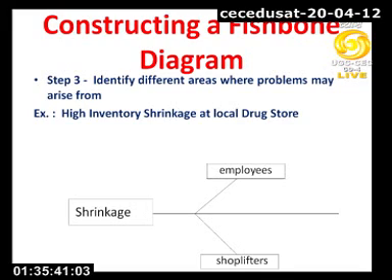There is a drug store and that fellow is facing shrinkage of inventory. And who can contribute to this problem? Like employees can give the problem, shoplifters can give the problem. So, these will be written on the main bones.